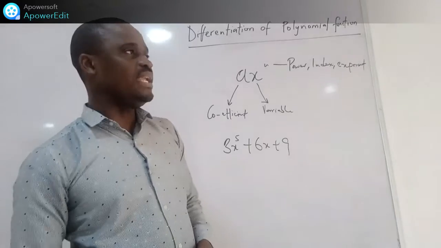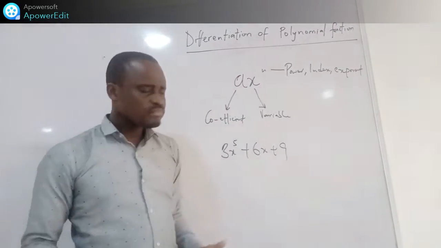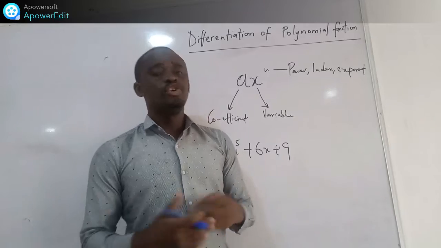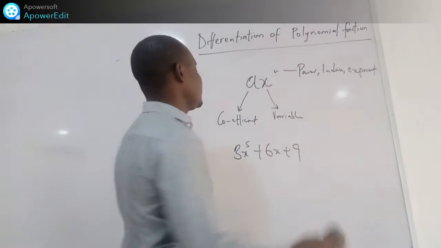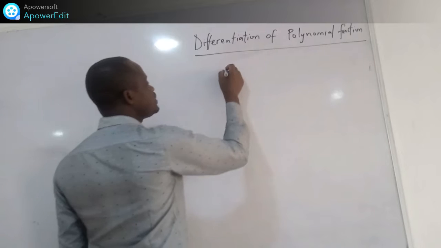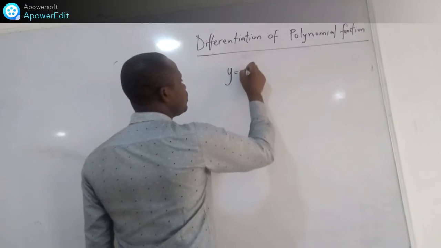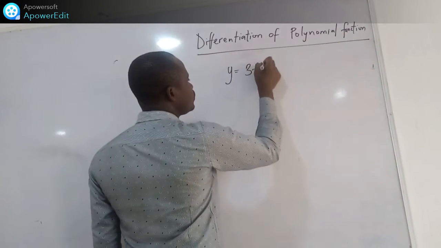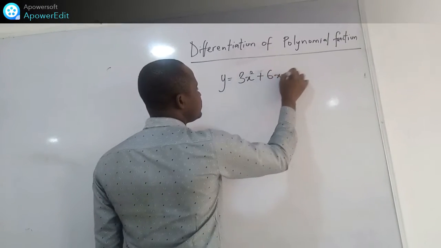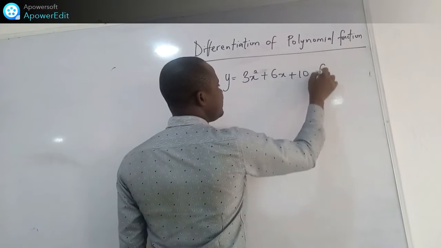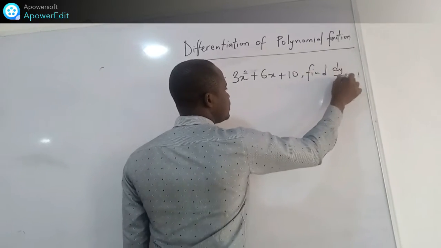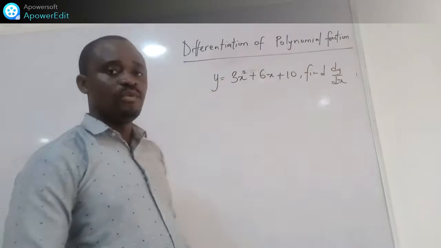And of course, linear has a power of 1, quadratic has a power of 2, and cubic has a power of 3. So let's start. Let's say I have a question like this. The question is y equals 3x raised to power 2 plus 6x plus 10. The question is find dy/dx.